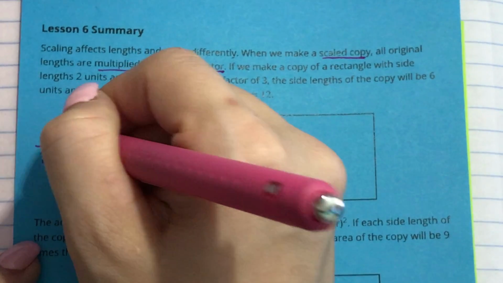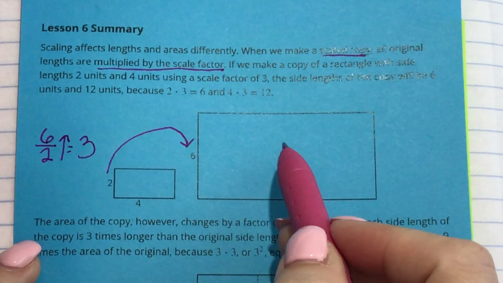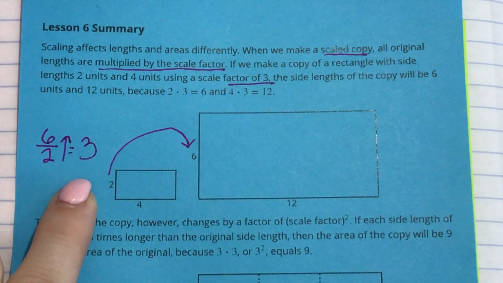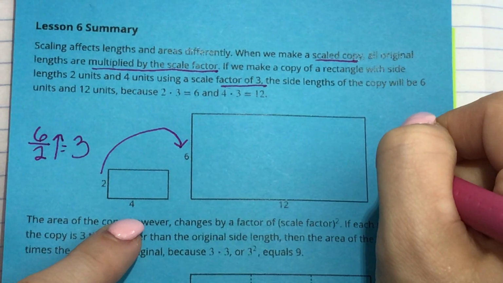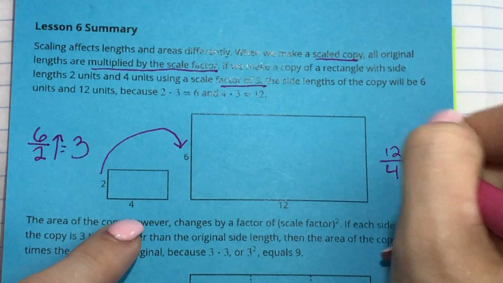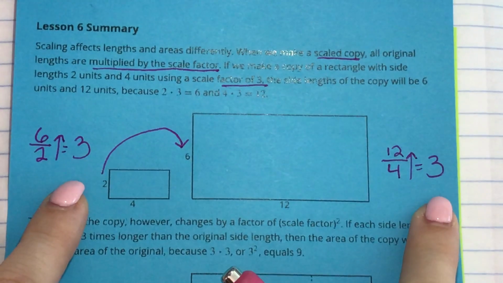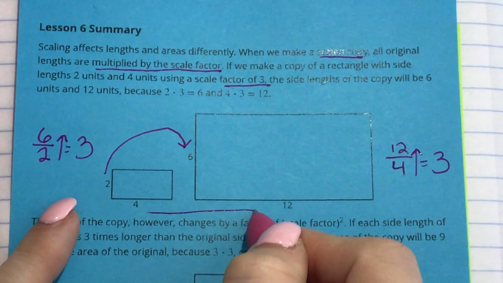2 goes into 6 how many times? 3, which they just said right here, scale factor of 3. That's how I figured that out. And then on the bottom, 4 under 12, 4 goes into 12 3 times. So again, did they do the same scale factor to both sides? Yes.